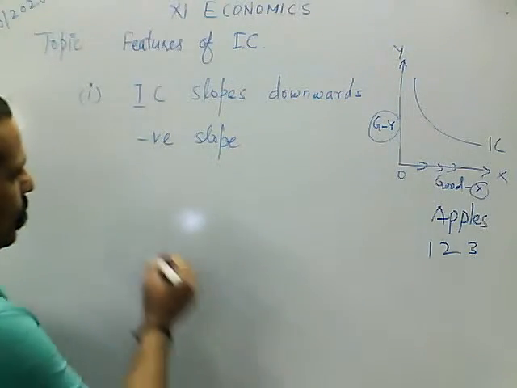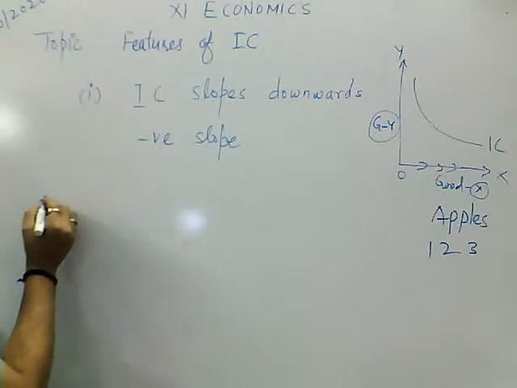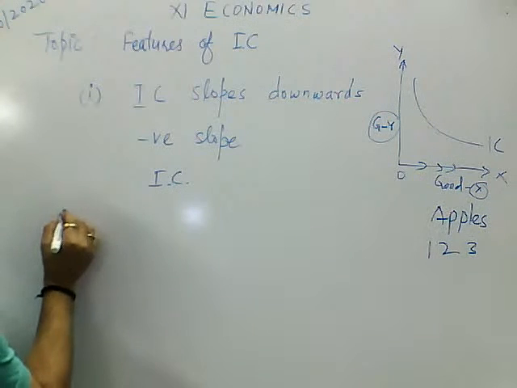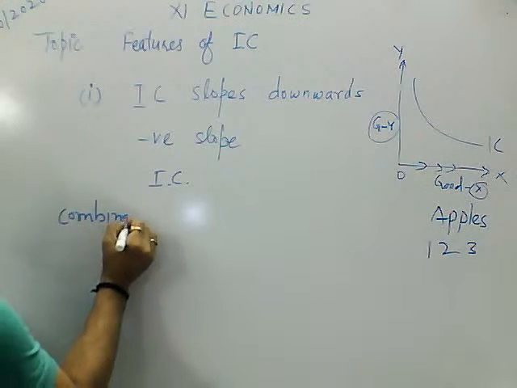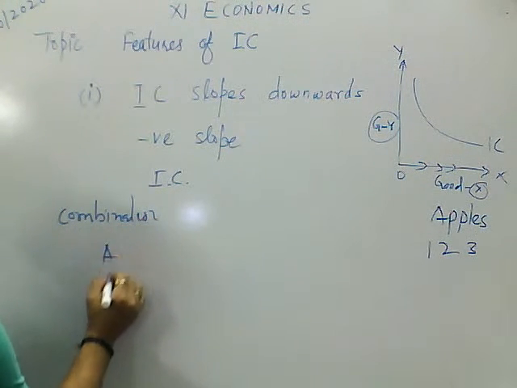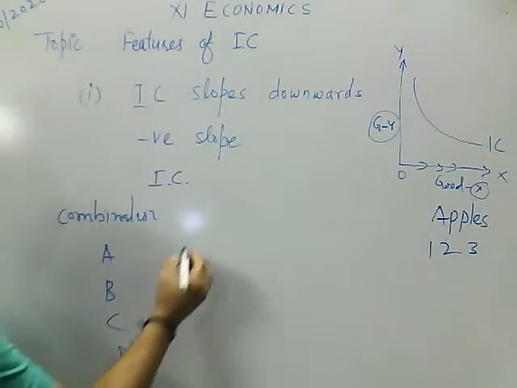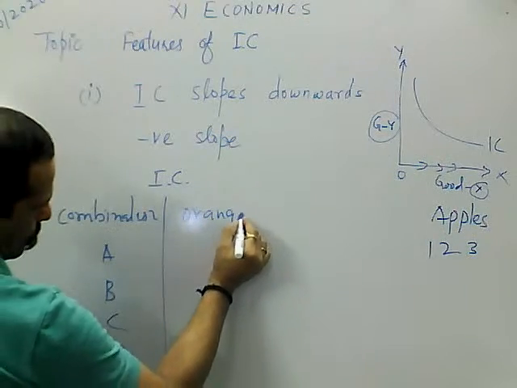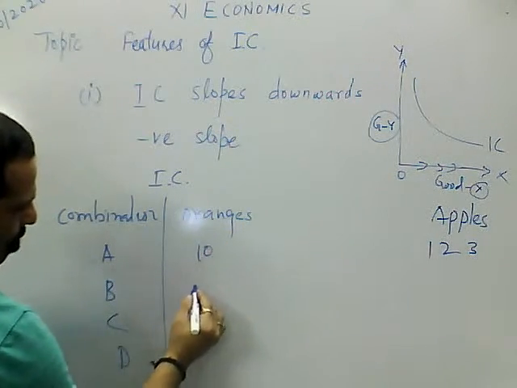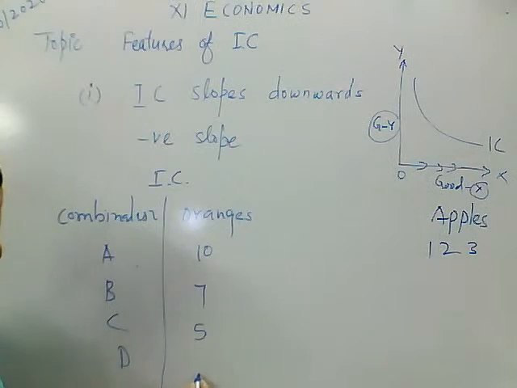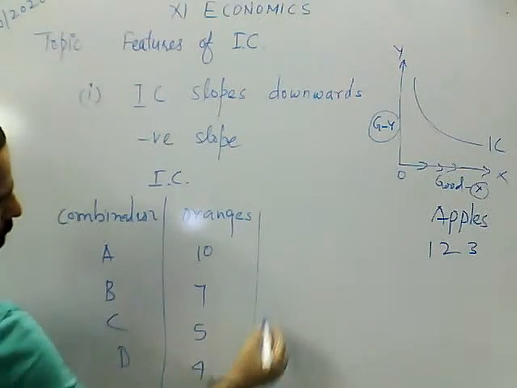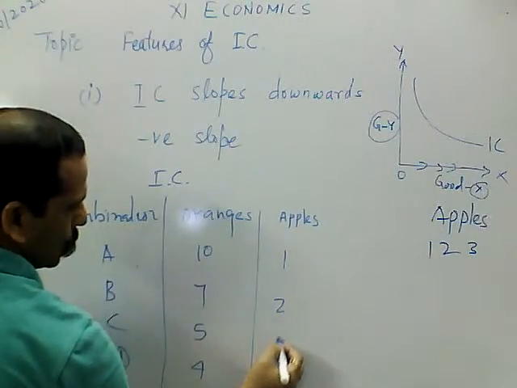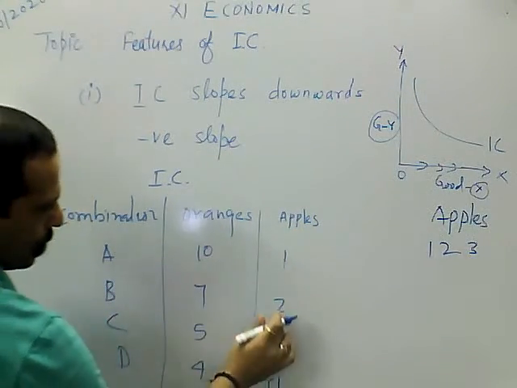Let me recall the indifference set. Here, combinations A, B, C and D. Oranges: 10, 7, 5, 4. Apples: 1, 2, 3, 4.